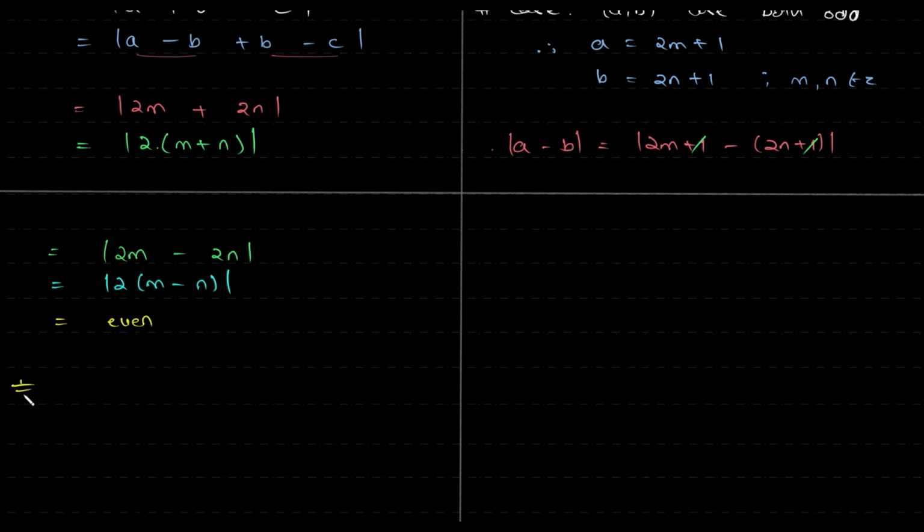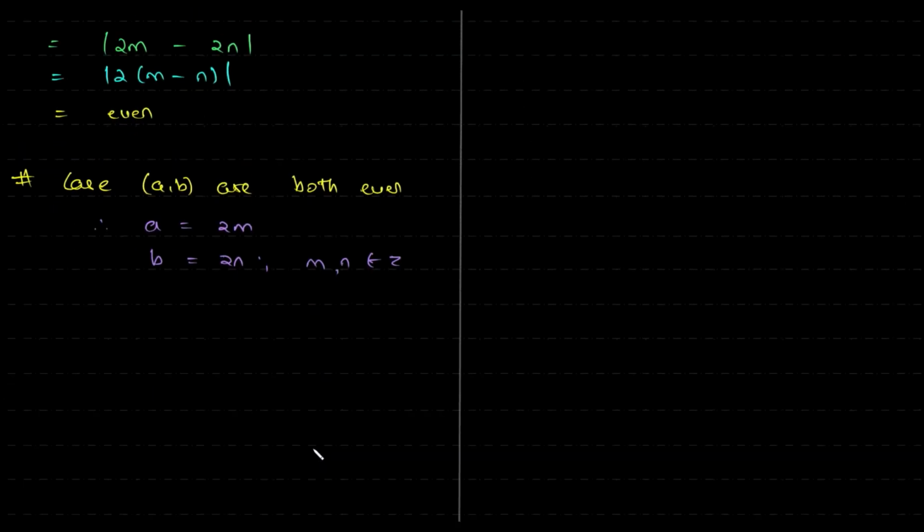Right? Now we look at the case when a and b are both even. So what do we have? Therefore, a can be written as 2m, b can be written as 2n, and m and n belong to the integer set, right? And we have modulus of a minus b equal to 2m minus 2n, which is 2 times (m minus n), which is an even number again.